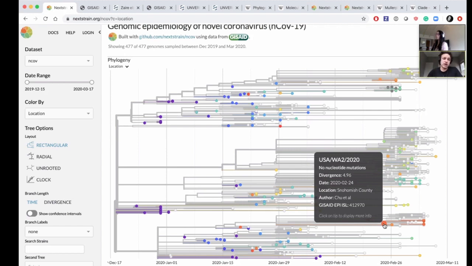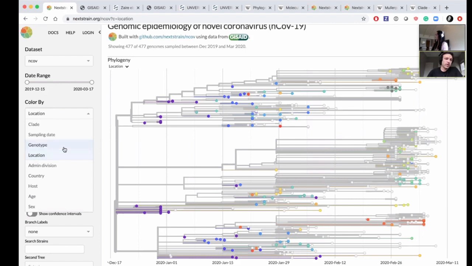But the tree has to basically have a color by, which is general. And so country maps to country, administrative division maps to state or province or anything like that, and then location is the kind of the most detailed bit. Got it. Yep. Okay. It's super helpful.